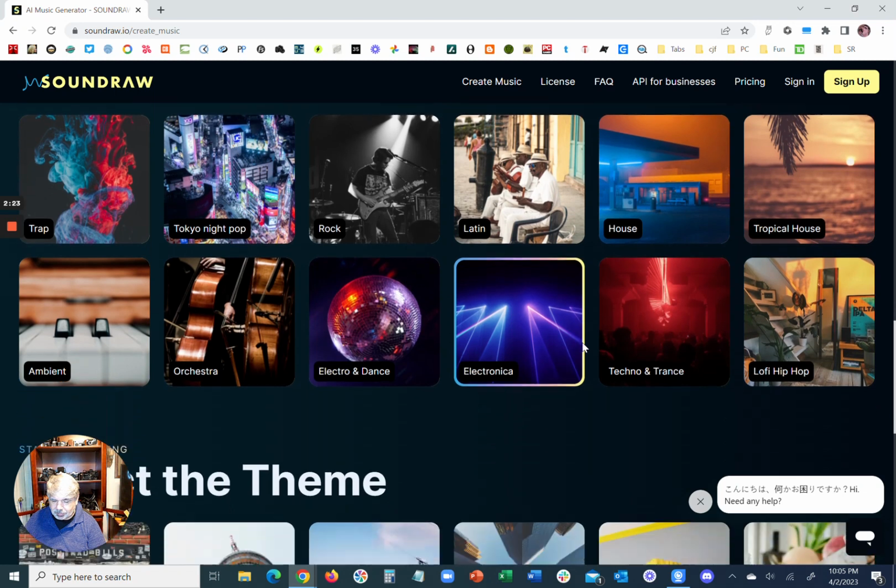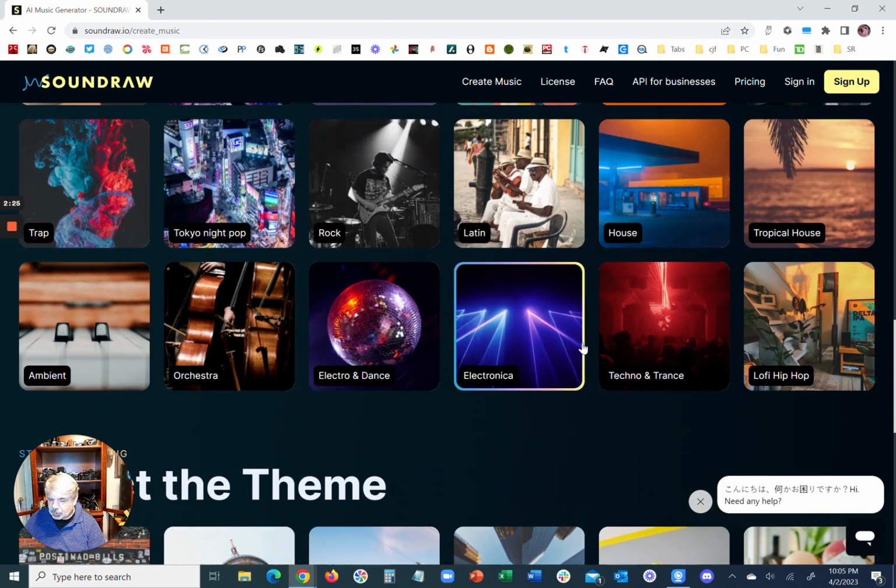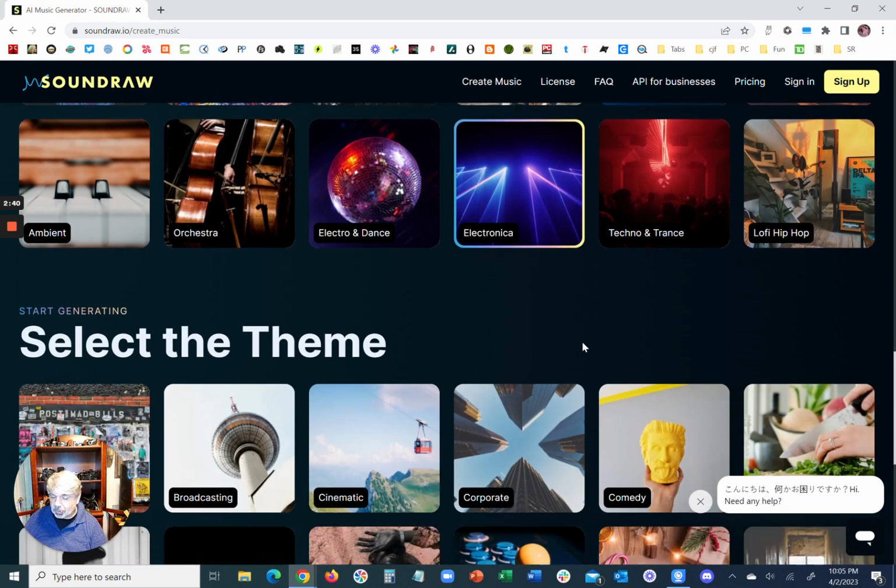I mean, Tokyo night pop, but rock. Orchestra is not a genre. I mean, do you mean classical? Do you mean opera? Do you mean classical rock, like the Moody Blues with an orchestra?